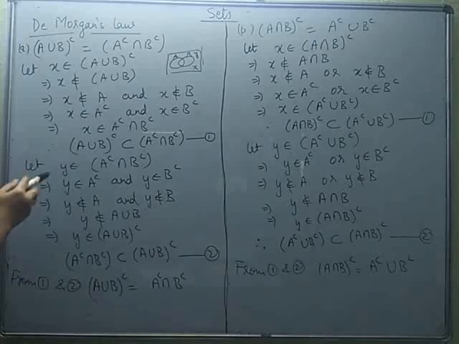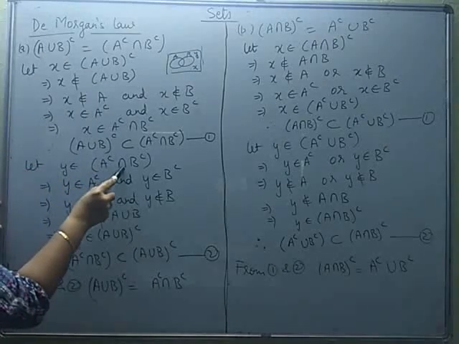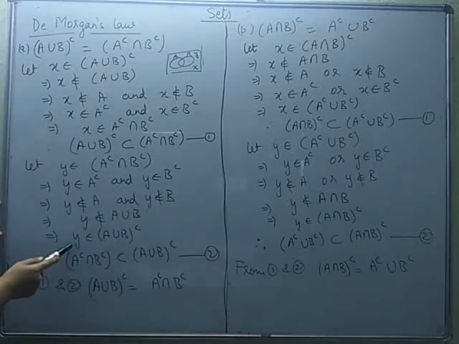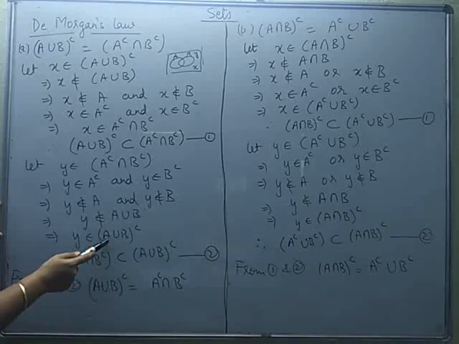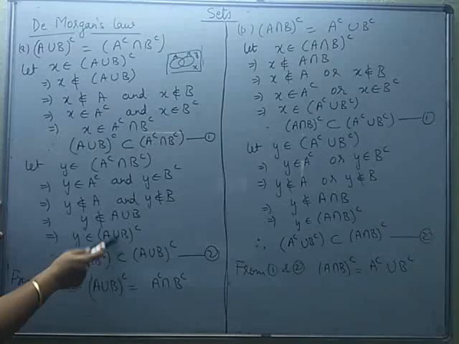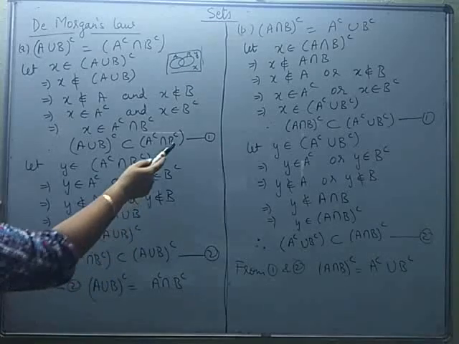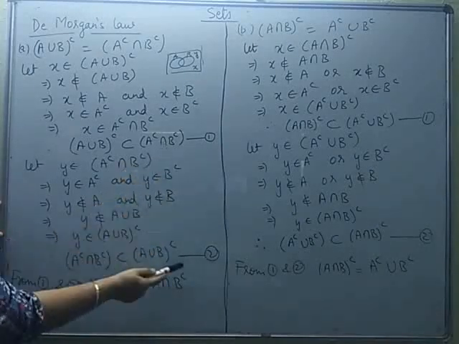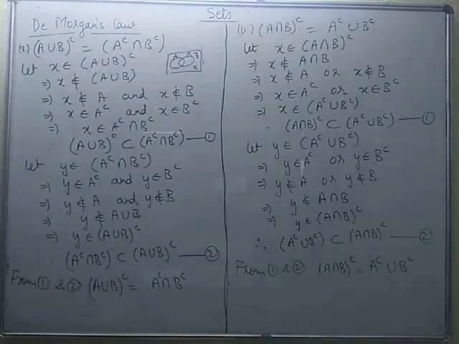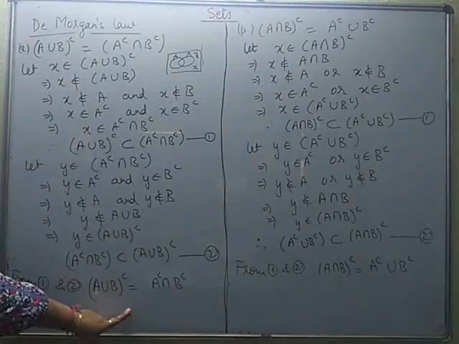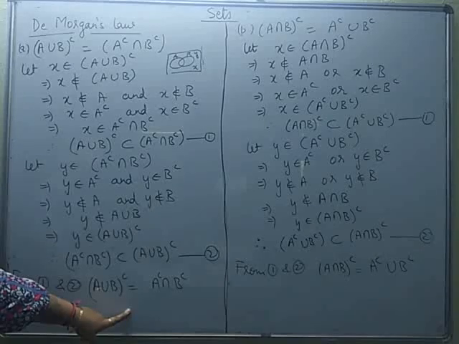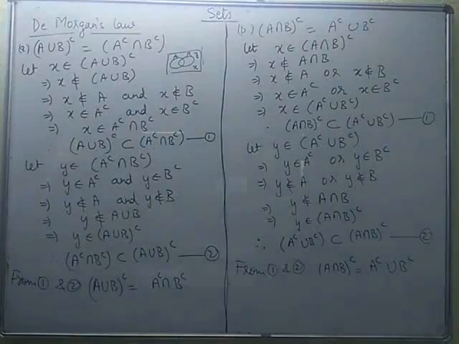So we started with Y belonging to A complement intersection B complement, and now we are getting Y belongs to the complement of A union B. That means this set is a proper subset of this one. Now you compare the first and second. You will see both the sets are proper subsets of each other. So we get this result. Clear? In the same way, the second one can also be obtained.